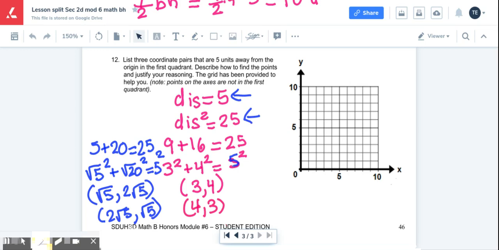Or I can pick a different 2 numbers that add to 25. So I picked 5 plus 20 is 25. That's the square root of 5 squared plus the square root of 20 squared. That's square root of 5. Square root of 20 is 2 square roots of 5. So I can have square root of 5, 2 square roots of 5, or 2 square roots of 5, square root of 5. There's a lot of different combinations you can get to 25. But different answers would work.